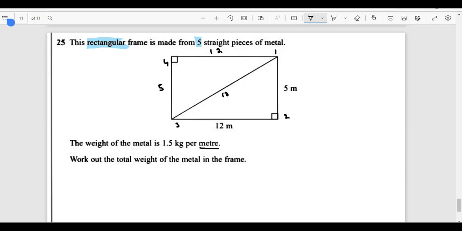47 add 23.5 equals 70.5. Yes, very good. Excellent. The answer would be 70.5. Very good. Because you were able to identify its triangle, right angle triangle. And that is how we do it. So you added all the sides and multiplied it by 1.5.